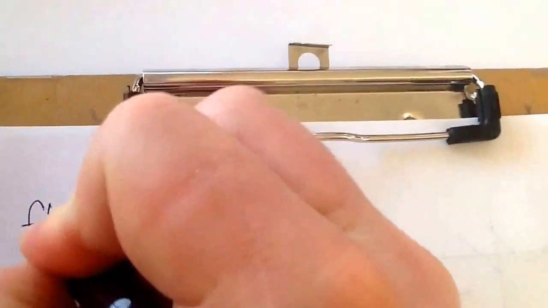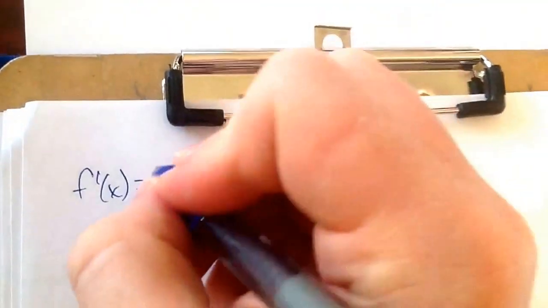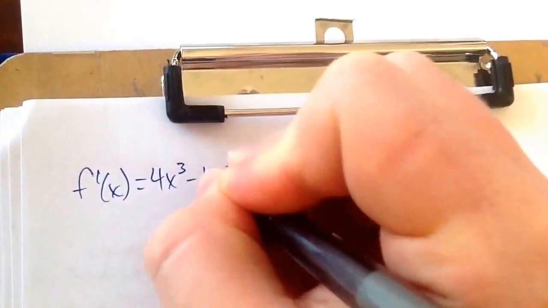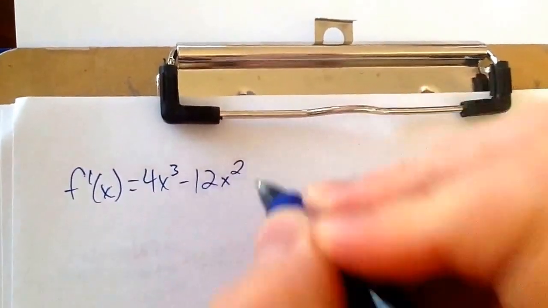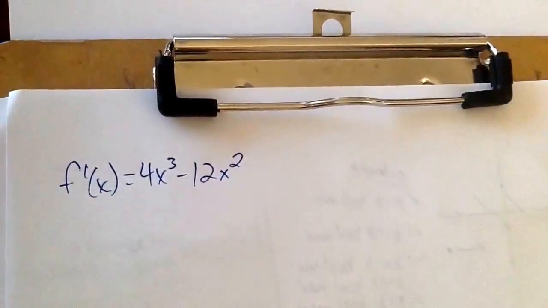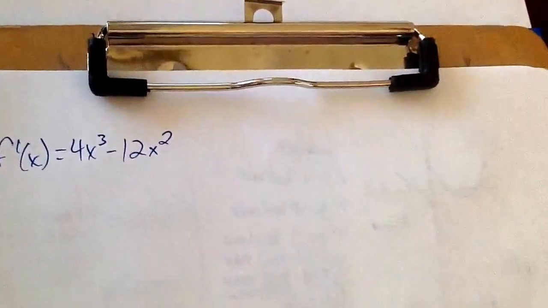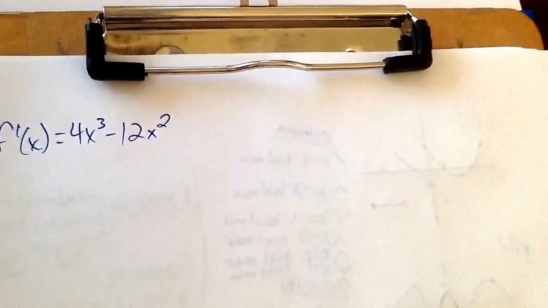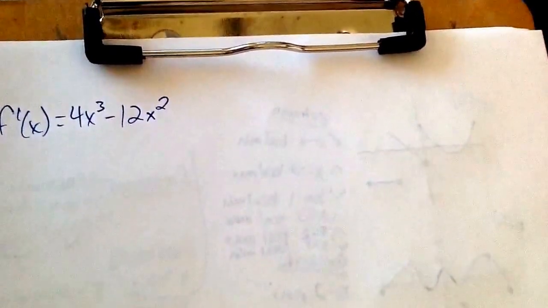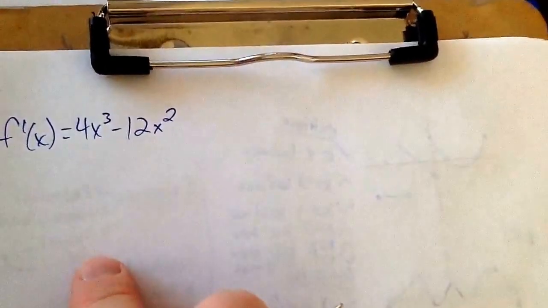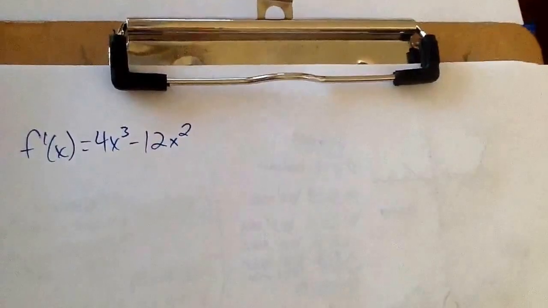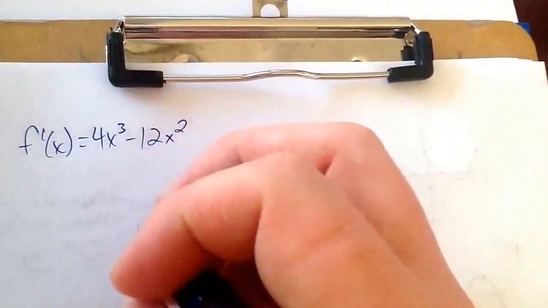This will hopefully go faster. Oh yeah, now do one without the graph. So here's the function for the derivative, and we're going to graph the original without seeing the graph of that. So you might think that's hard, but it's really kind of the same as we just did, except we don't have a picture.